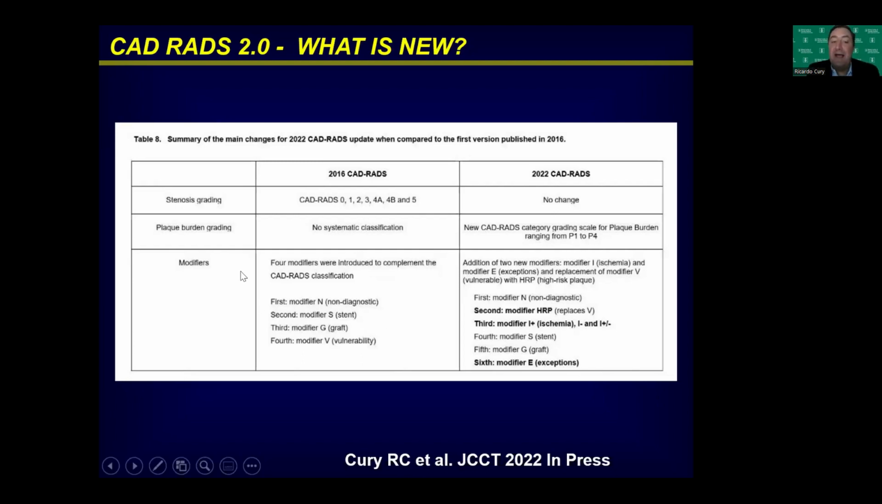Regarding the modifiers, we had 4 modifiers in the past: N for non-diagnostic, S for stent, G for graft, and V for vulnerability. We added 2 new modifiers. The new modifiers are Modifier I for ischemia, and we have a dedicated talk about that for CT-FFR and CTP, and E for exceptions. The other modifier that was changed is HRP, which is high-risk plaque, which replaces vulnerability. We'll talk more about the modifiers.